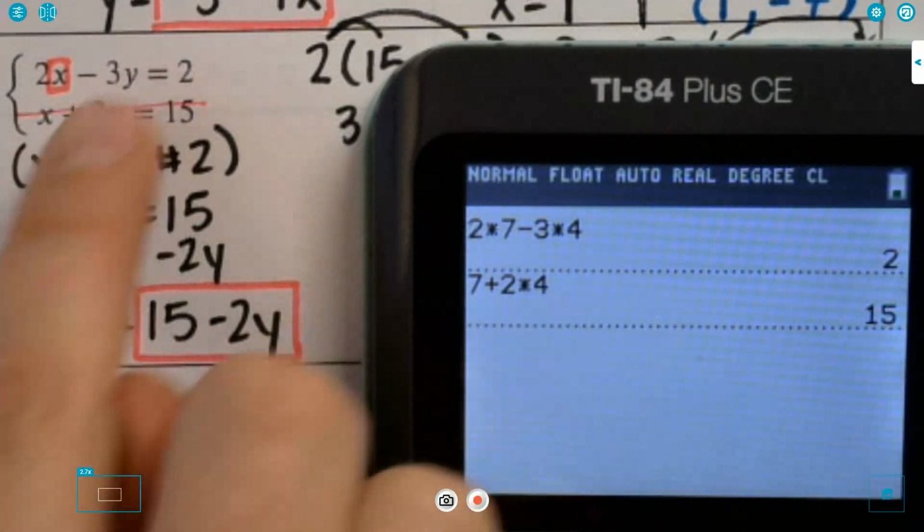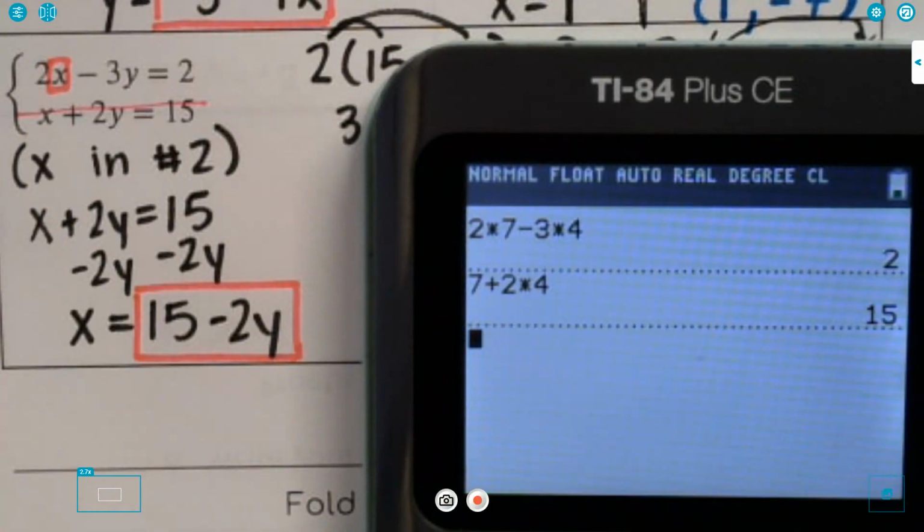So you can plug in x and y, and you could check both of your equations. All right, now I'll stop talking.